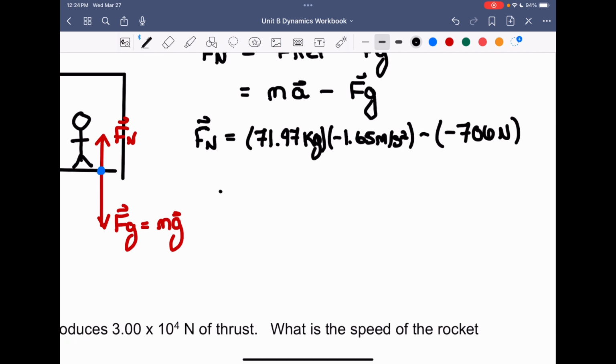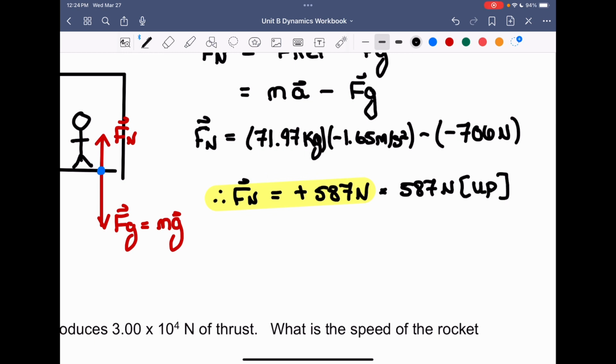Okay, so now we're going to put this together and say that our Fn, or the apparent weight we're experiencing, is equal to, from my math, positive 587 newtons. So this would be the answer you should be getting here. You could also consider this 587 newtons in the upwards direction. That would be equally okay, so I may even put that in here: 587 newtons, and then we could say up. That would be okay too.